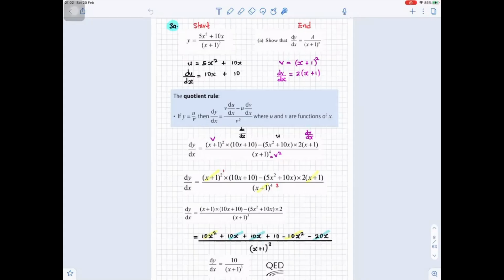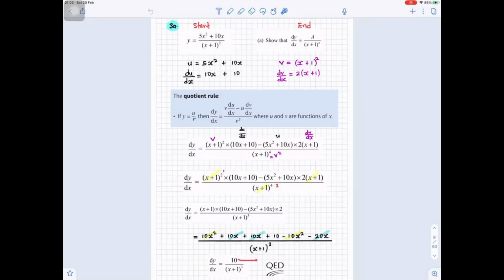Now when you remove the bracket, you get 10x squared plus 10x plus 10x plus 10 minus 10x squared minus 20x. So you expand the bracket at the top. Now 10x squared will cancel with 10x squared. 10x plus 10x will be 20x, minus 20x will be 0. So you are left with 10 on the numerator, and the denominator stays the same, which is what they wanted you to show.